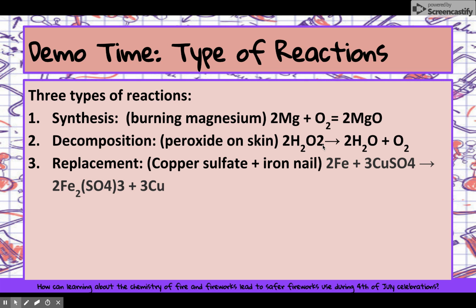The third type of reaction is pretty cool. Replacement reactions happen a lot of times with metals that trade places with each other in certain types of reaction. The example we'll see today is a reaction between copper sulfate, which is a blue liquid, and an iron nail. 2 molecules of iron plus 3 molecules of copper sulfate yields 2 iron sulfates and 3 copper. The iron and the copper trade places.